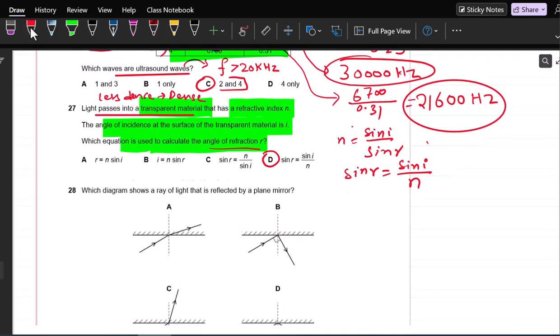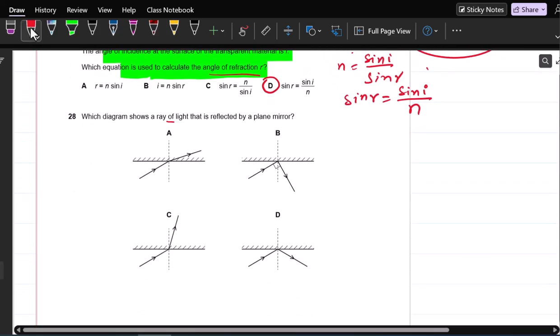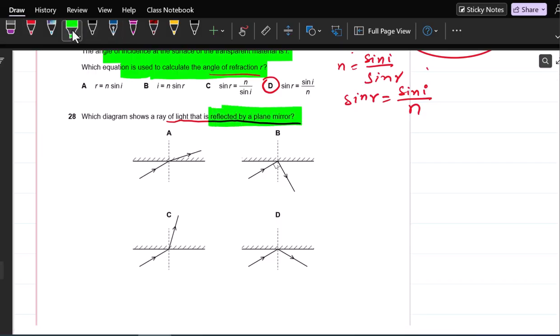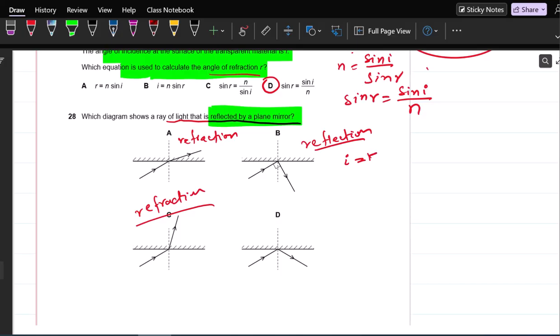Then moving to question 28, which diagram shows a ray of light that is reflected by a plane mirror? Reflected means the ray will move in the same medium. Here refraction is occurring. Here also refraction is occurring. Here reflection is occurring, but not according to the law. The law says the angle of incidence should be equal to the angle of reflection. So in the D option, you can see angle i is equal to angle r. So D is the right option here.